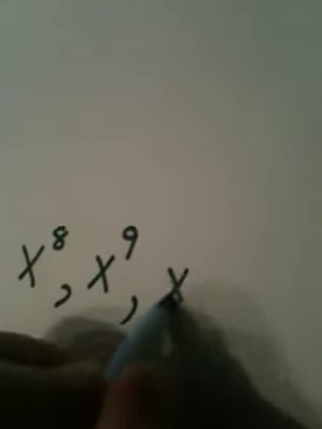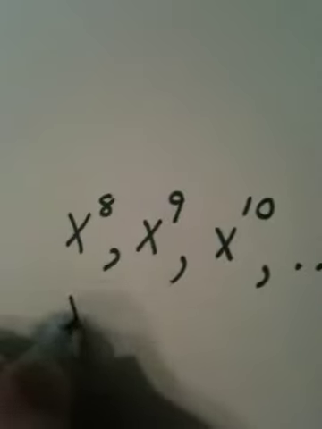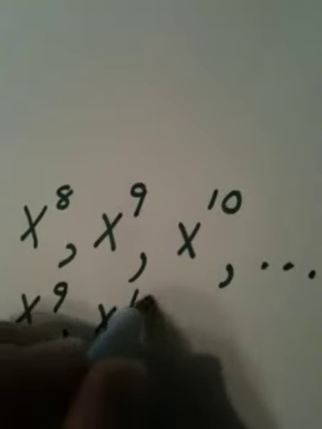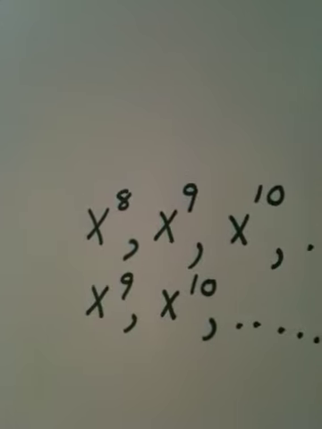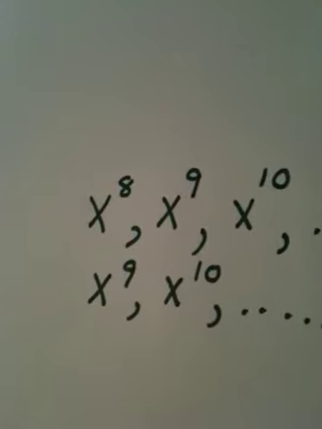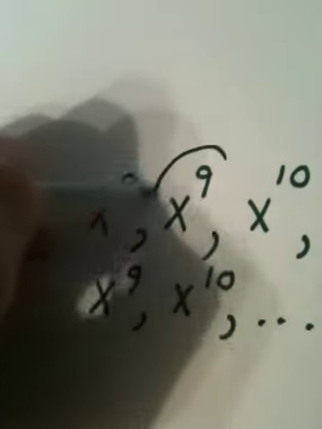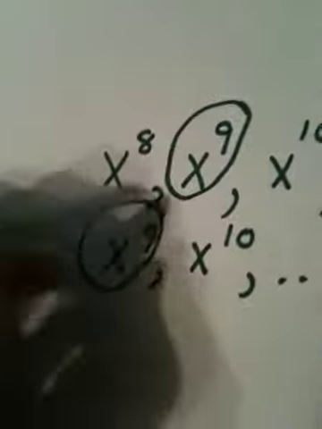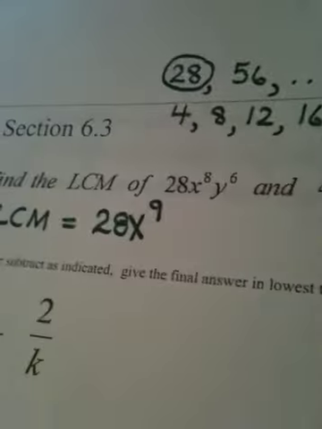Okay, let's look at the x's. X to the 8th, my multiples would be x to the 8th, the next one would be x to the 9th, x to the 10th, and so on. My multiples of x to the 9th would be x to the 9th, x to the 10th, and so on. Which is the smallest thing that matches in both lists? That would be x to the 9th. So, x to the 9th goes next to the 28.